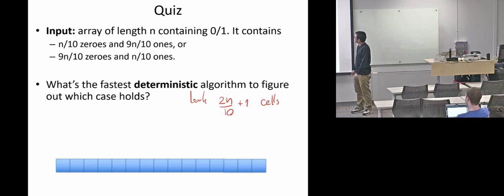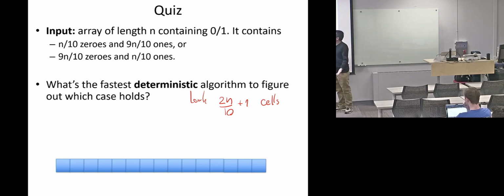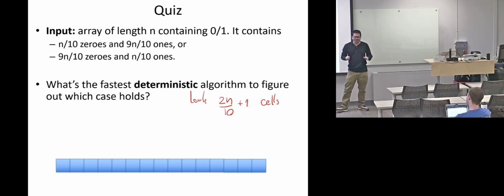That's correct, because if it's the first case, then you know the majority must be 1, since there are just n over 10 zeros. So you don't need to look through the whole array. You just need to look at 20% of the array. Still linear time.